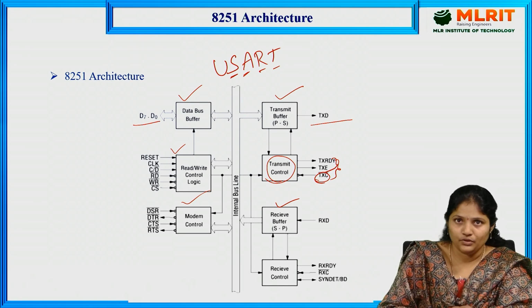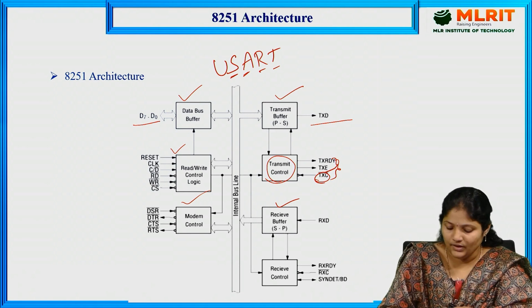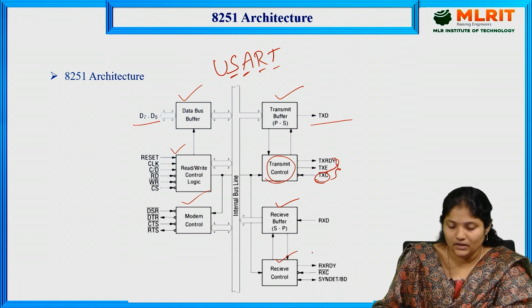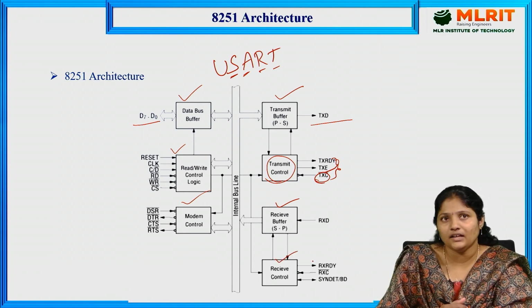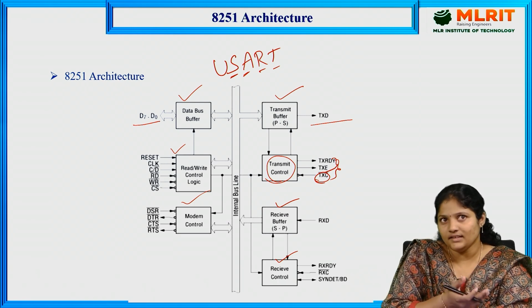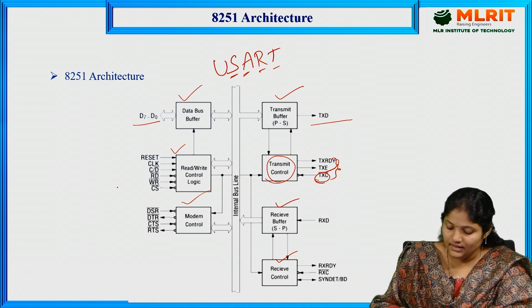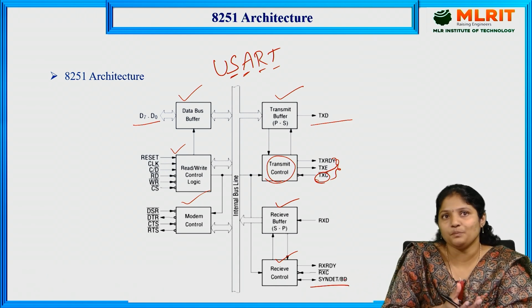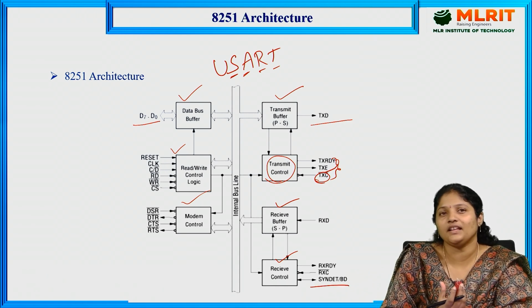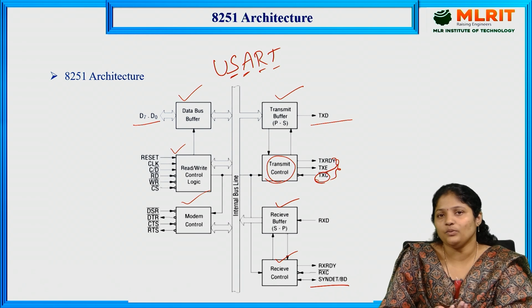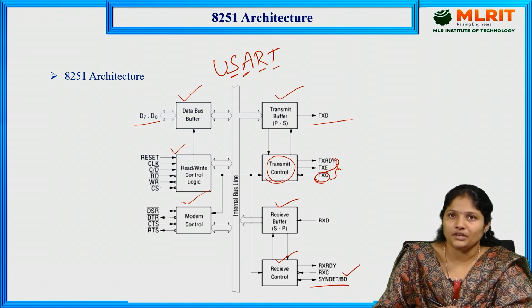This is the input which we are reading from the external devices. And here receive control will be there to receive the data, whether the data is synchronous. If the data is synchronous, then this pin will detect the synchronous bit of that particular data. If the data is in asynchronous mode, then it will detect the break point of that asynchronous mode data.